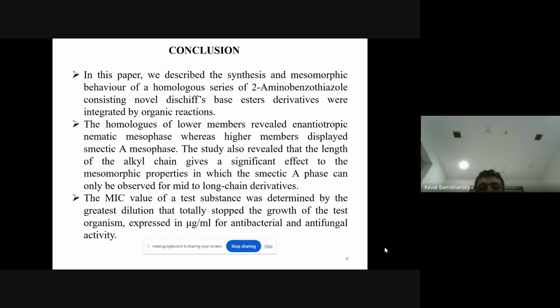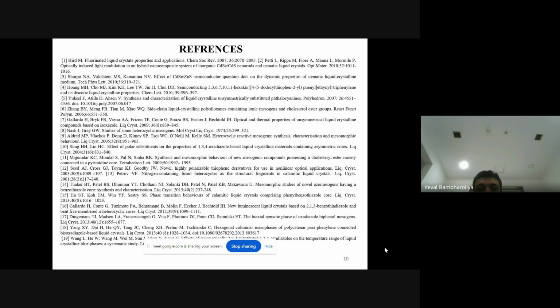The MIC value of the test substances was determined by the greatest dilution that totally stopped the growth of the test organism, expressed in microgram per milliliter for the antibacterial and antifungal activity. That is the reference, sir.